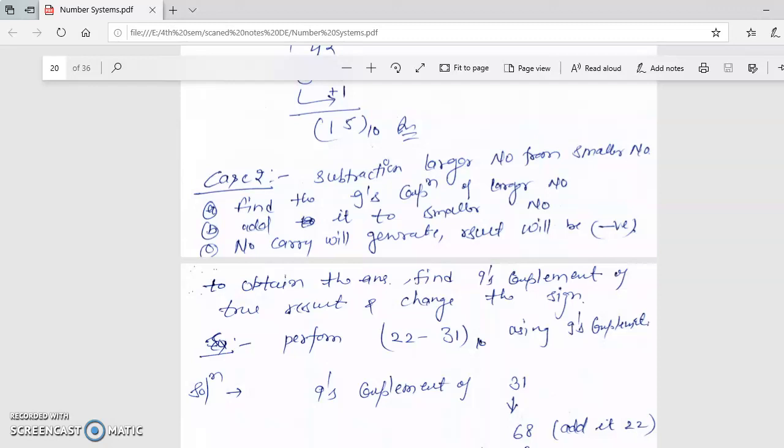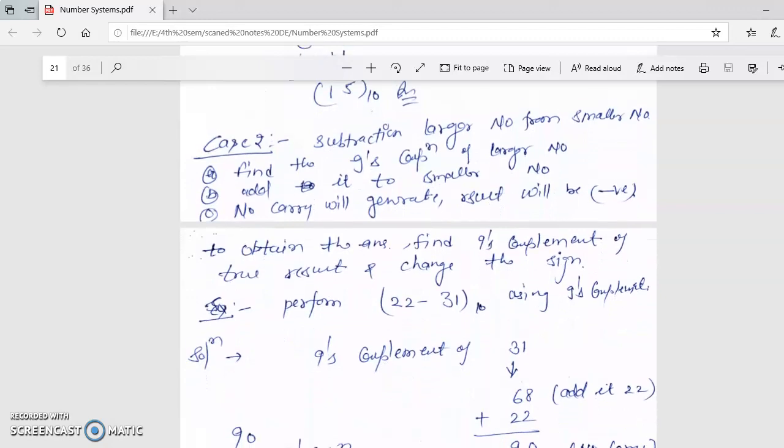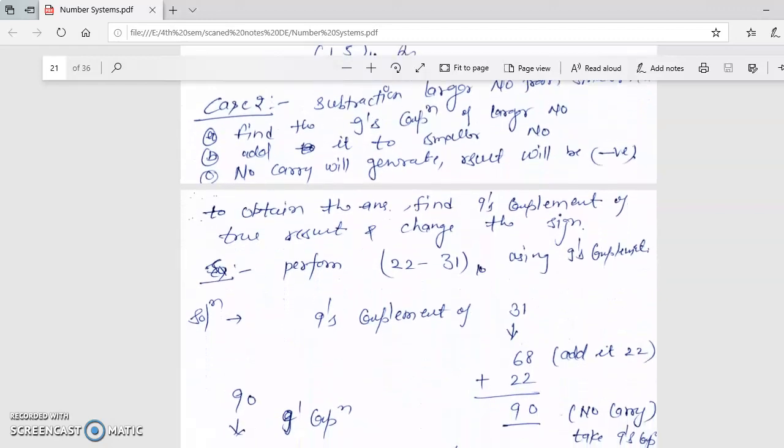Next, add it to the smaller one. No carry will generate and result will be negative. To obtain the answer, find the 9's complement of the true result and change the sign.